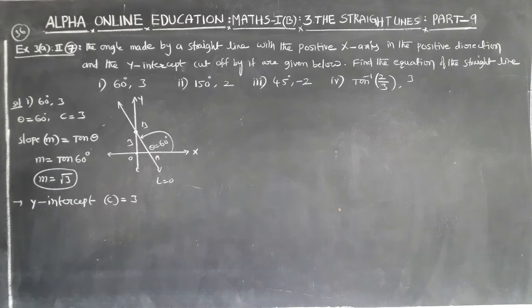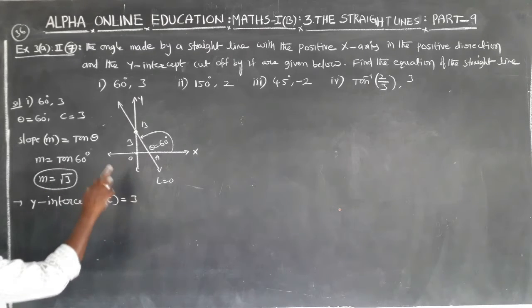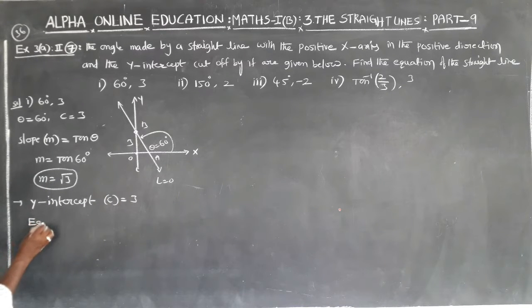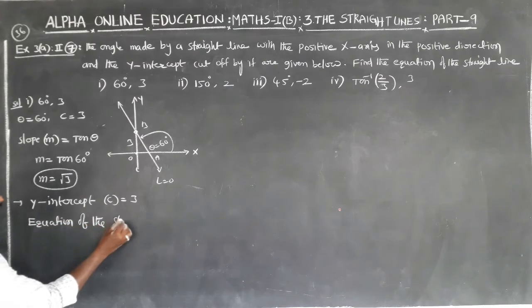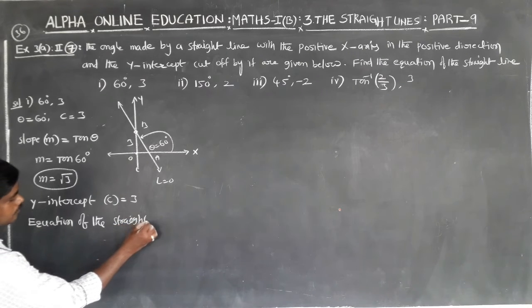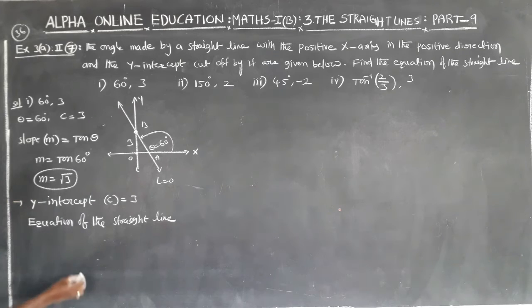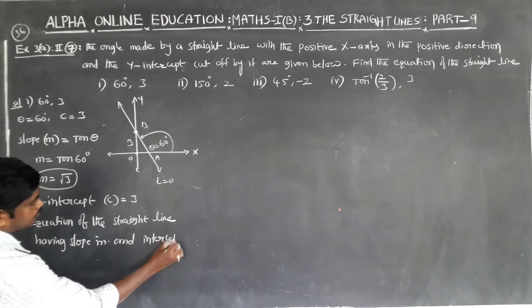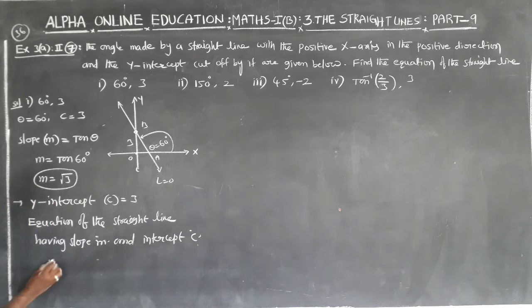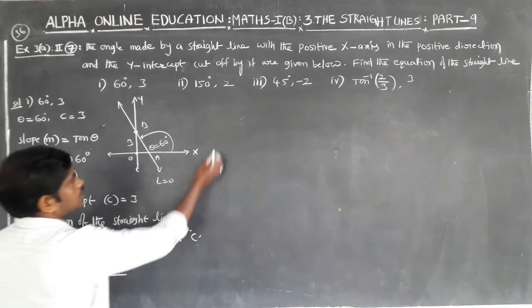Here equation of the straight line in slope intercept form. Equation of the straight line having slope m and y-intercept C is y is equal to mx plus c.